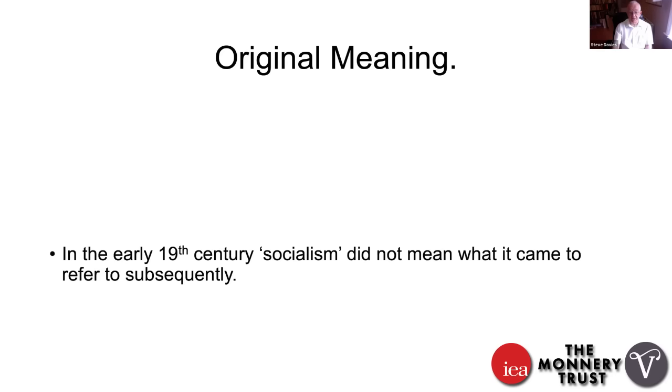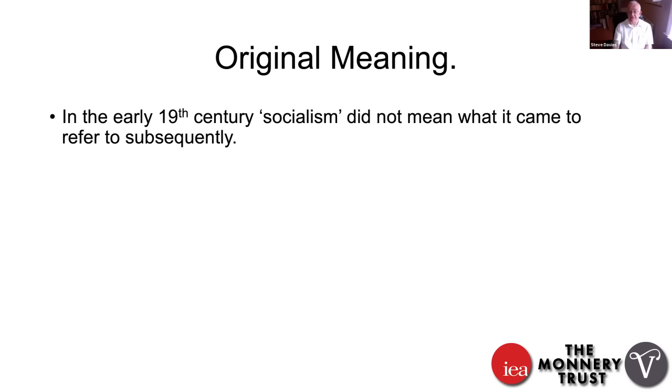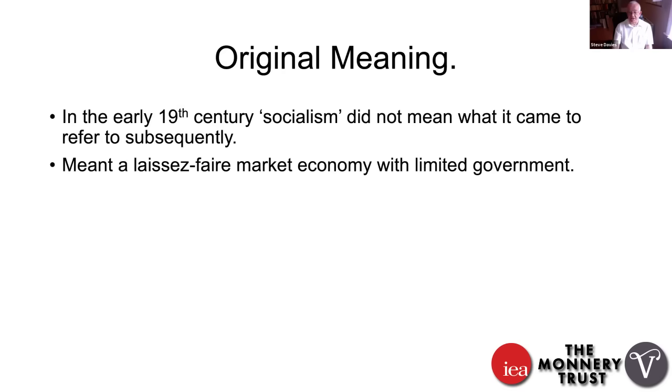Now, first of all, we need to make clear that the word socialism did not always mean what it means now, or is commonly understood to mean now. In the early 19th century, it had a very different meaning, and you have to understand that if you read the writings of socialist advocates and activists right up until about the 1860s, including probably Marx and Engels. What it actually meant at that time was a laissez-faire market economy with a very limited economic role for government, quite different from the meaning it has now.